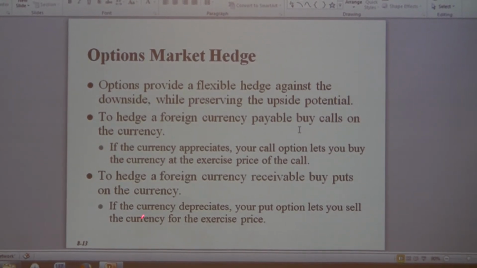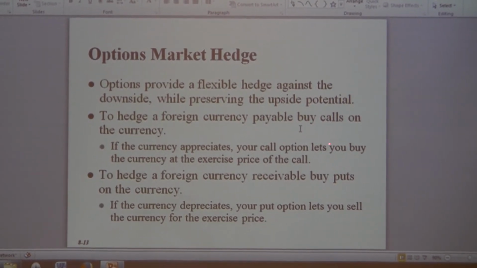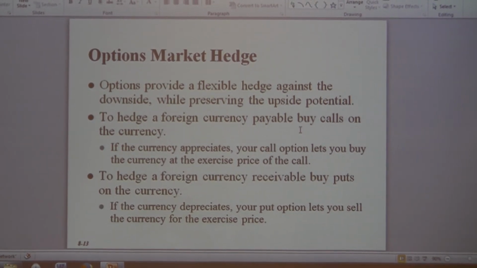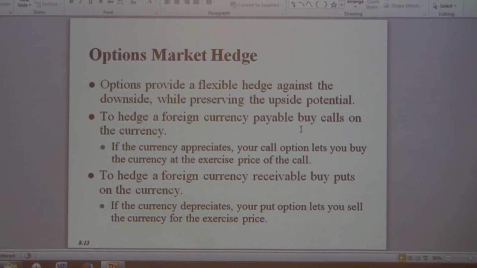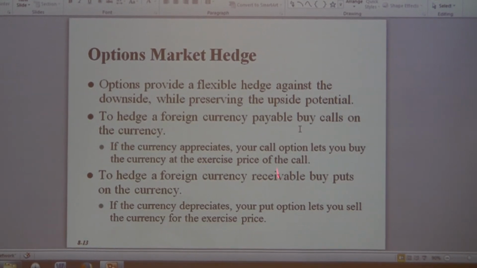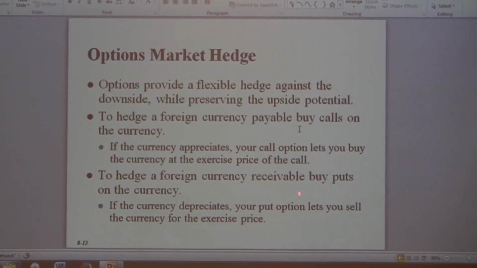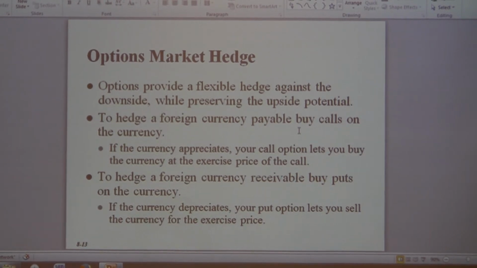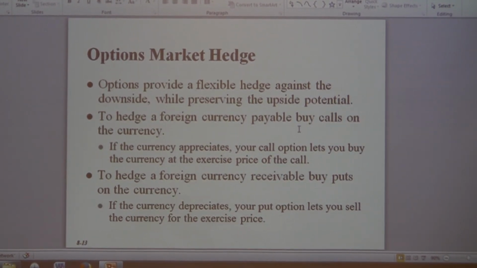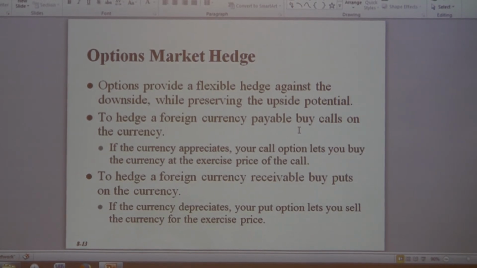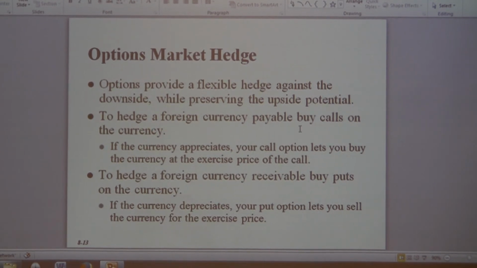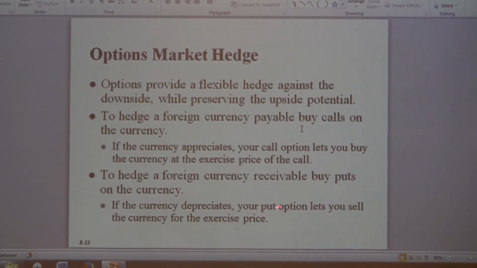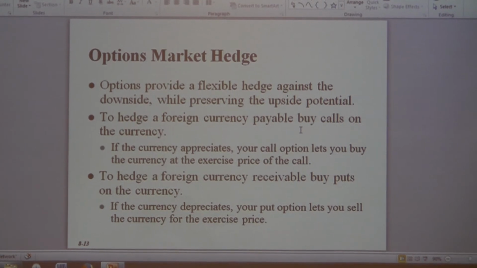So to hedge a foreign currency payable, buy calls on the currency. Just like buying a futures contract, if you have to make a payment, you want to buy the call options. And if the currency appreciates, your call option lets you buy the currency at its strike price. To hedge a foreign currency receivable, buy puts on the currency. So if you are receiving money from abroad, what we said was you would sell a forward contract. In the case of the options market, you want to buy a put option. And if the currency depreciates, your put option lets you sell the currency for the strike price.